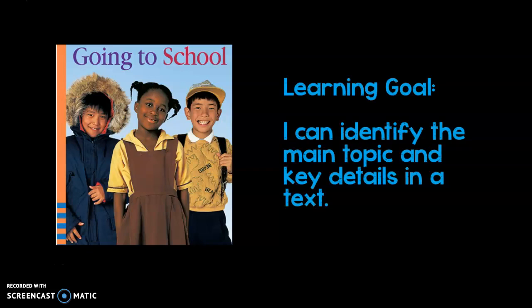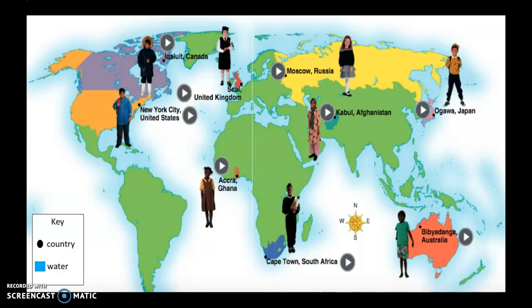Hi boys and girls, our learning goal today is I can identify the main topic and key details in a text. And the text we're going to read today is called Going to School. The first page in this book is a map. And I can use this map to find out where the countries are that we're going to be reading about. So today we're going to read about Cape Town, South Africa.